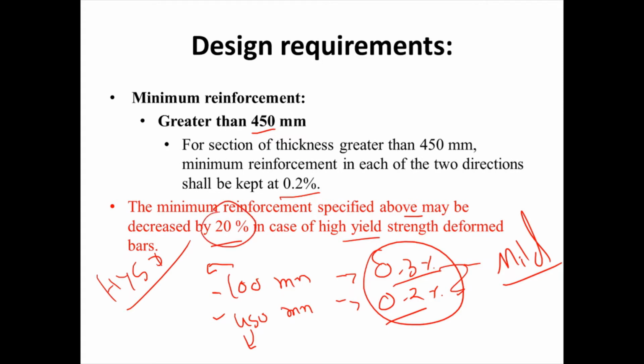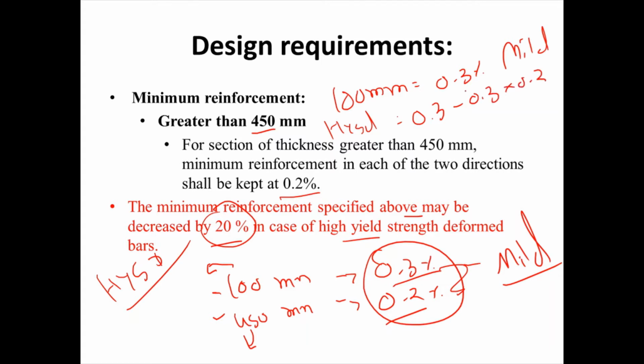So say there is a 100 mm thick wall. Then for this wall, 0.3% PT is required minimum, for mild steel. But I am going to use HYSD bar, so the PT value changes. How much change? 20% of 0.3 is 0.06, so 0.3 minus 0.06 is 0.24. So for the HYSD bar, the PT value is 0.24, and for mild steel, the PT value is 0.3.